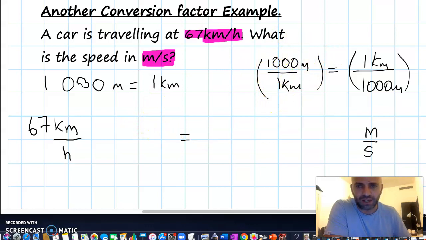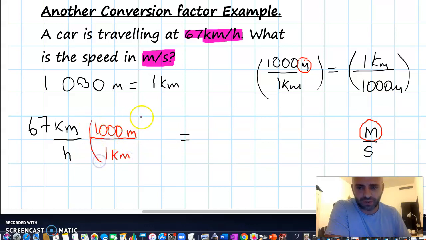I know I want to have meters in my answer, so I look at my two conversion factors and say, well, which one has the meters on? Oh yeah, it's here on the top. Okay, so I'm going to choose the one that has the meters on the top, and that's this one. So that means I'm going to put 1,000 meters here divided by 1 kilometer. I'm going to use that one first. Okay, and I'll follow that one through, and it's going to give me a sort of funny unit to begin with, and then I'm going to use something else to get it to seconds.